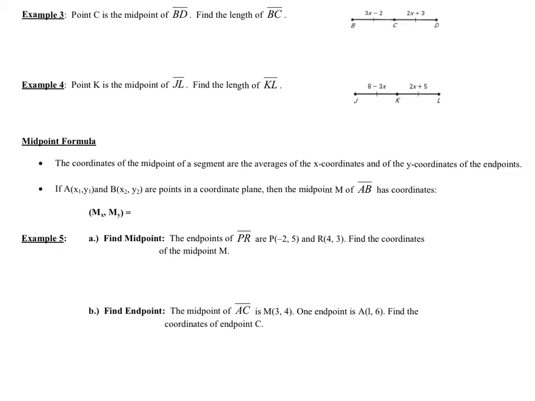Example 3. Point C is the midpoint of BD. Find the length of BC. So since C is the midpoint, BC should be congruent to CD. So I can set these two variable expressions equal to each other. So that would be 3x minus 2 equal to 2x plus 3. And to solve this, we should get x equal to 5.